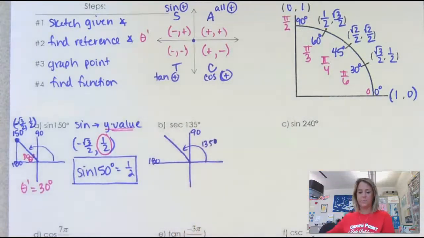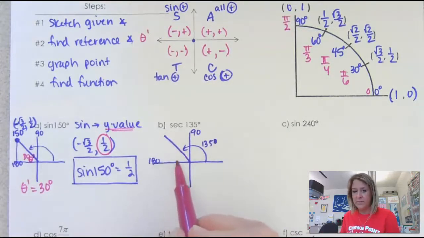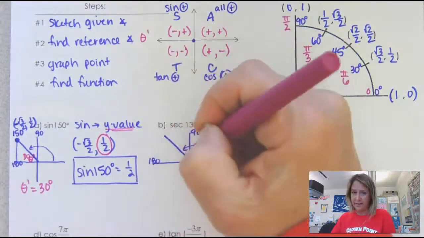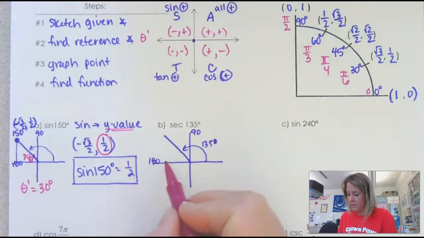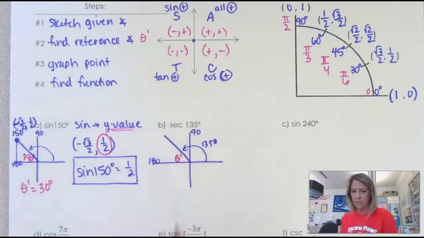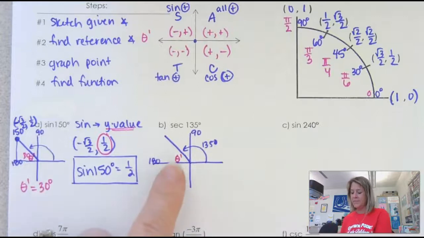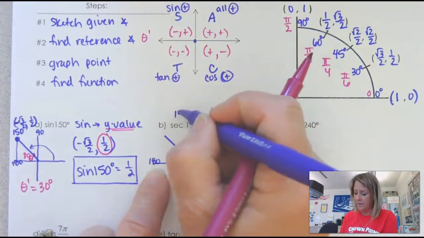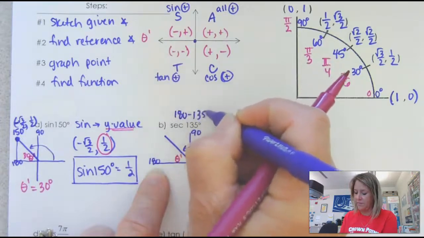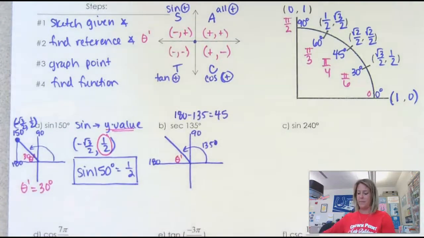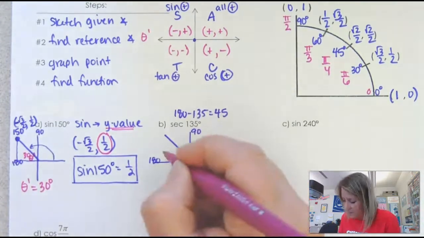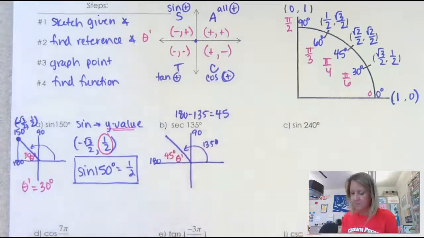Remember, the reference angle always has to touch the x-axis. Don't ever think it touches the y-axis. So I didn't stress that over here. So this is my reference angle right there. If this is 135, how far is it from 135 to 180? You want to do 180 minus 135, that gives me 45. So that means that my reference angle right there is 45 degrees.